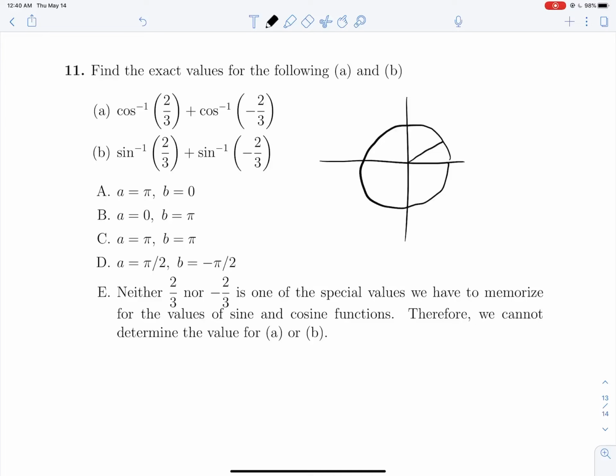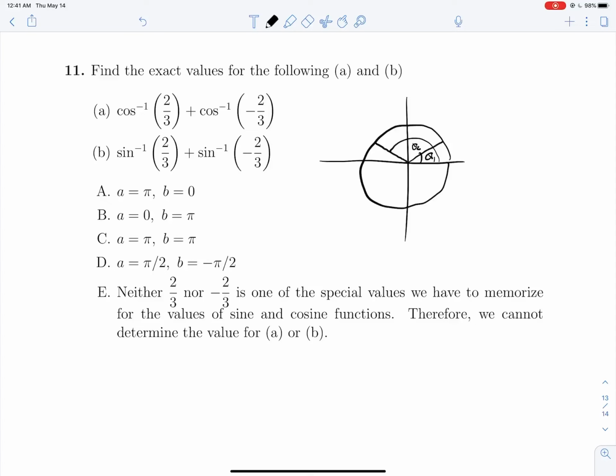That's the angle at which cosine, so our x value, is equal to 2/3. I'll eyeball that. That's about there. I'll call that theta 1. Then the inverse cosine of -2/3 will just be over here, and I'll measure its angle all the way up there. That's theta 2. So these are our two angles right here.